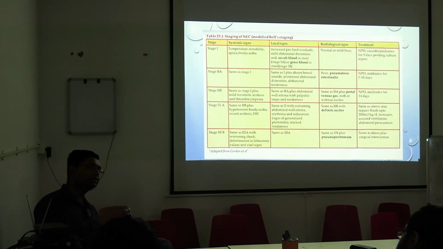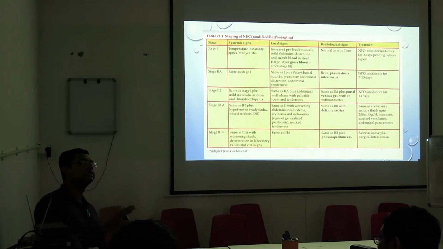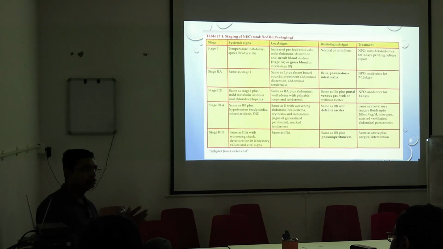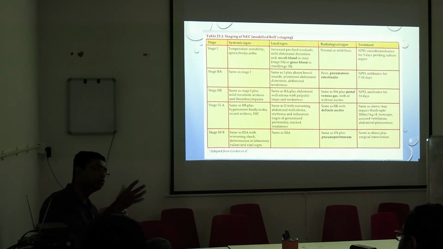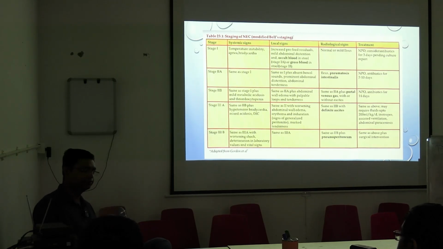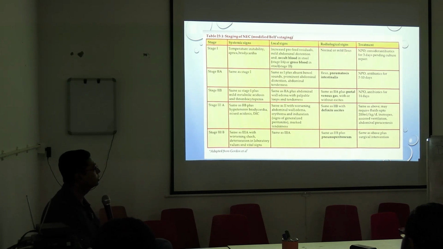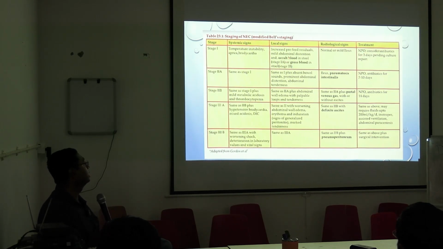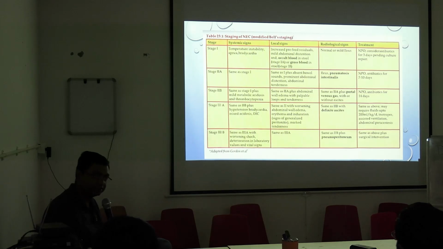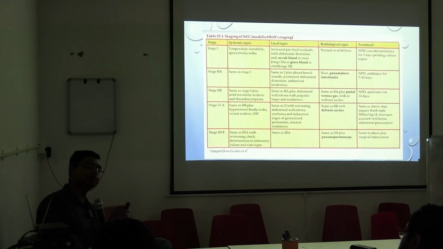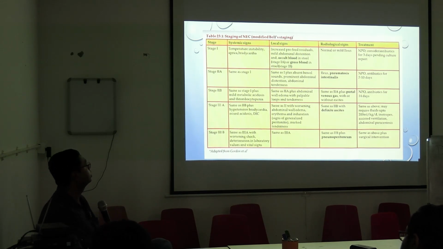So in NEC, if there is setting of NEC, there will be decreased gastric motility. So the abdomen will be distended and there will be increased pre-feed residual. Radiological sign normal or mild ileus. You have to keep the patient nil per oral and give antibiotic. There can be presence of blood in stool. Now this presence of blood in stool, it can be visible blood or occult blood, is a poor prognostic sign. That means the baby is going to the NEC phase. So it is stage 1.